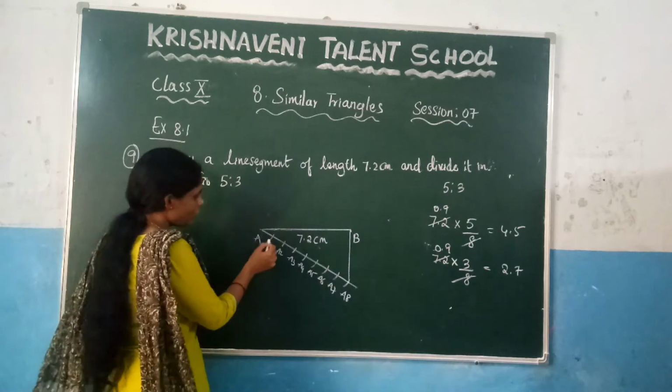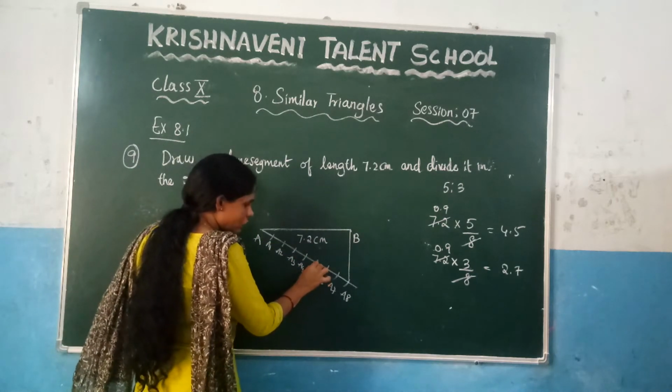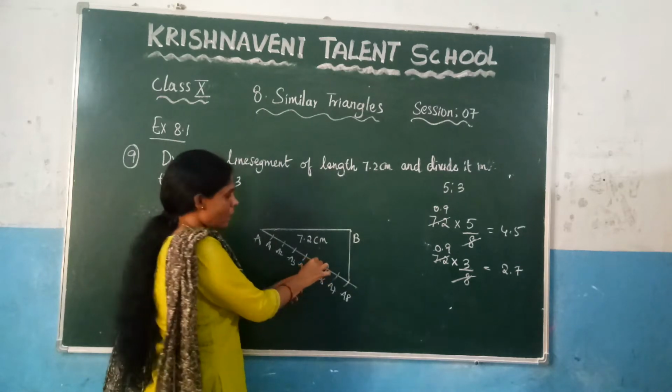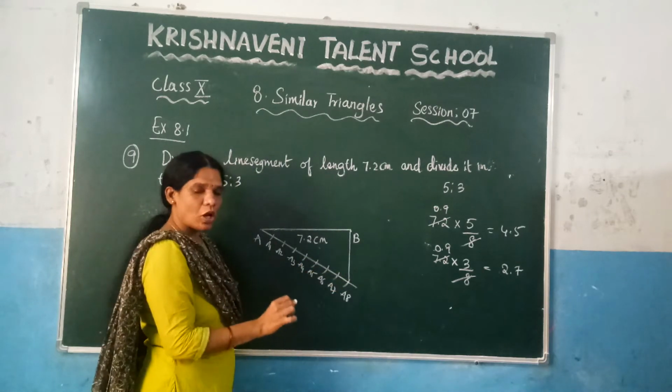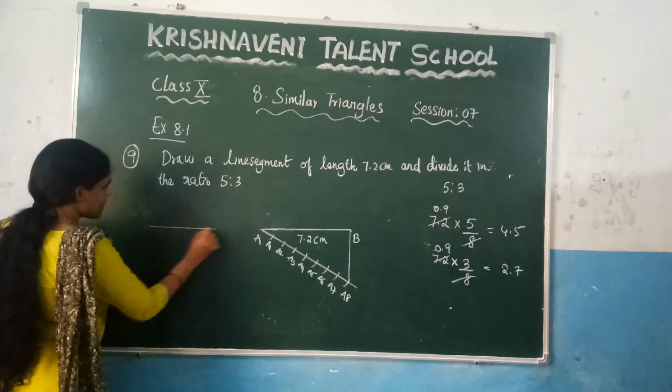So where is the fifth arc? It is 1, 2, 3, 4, 5. This is the fifth arc, right? At this fifth arc we will draw a line parallel to this line. If you draw a line, what will happen? I am saying it here separately.